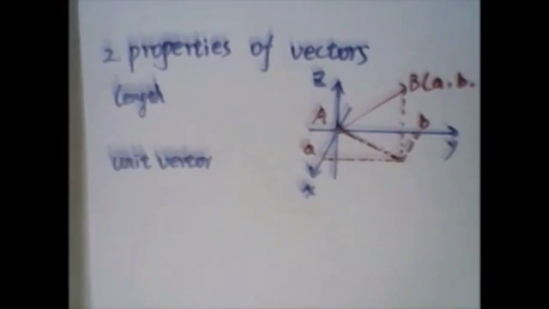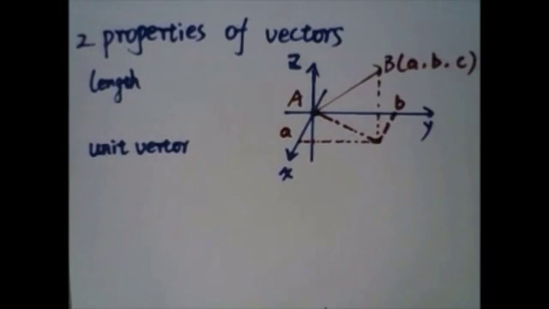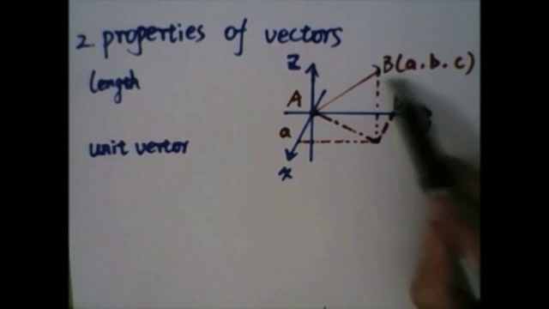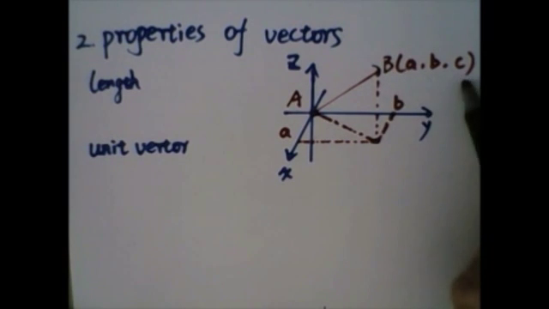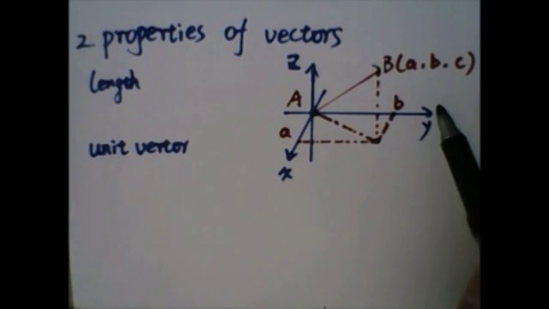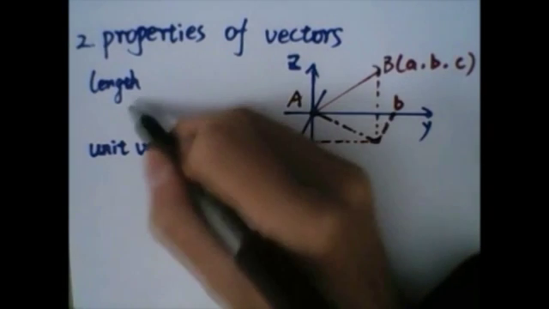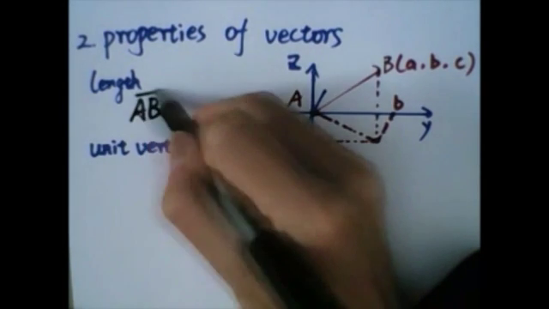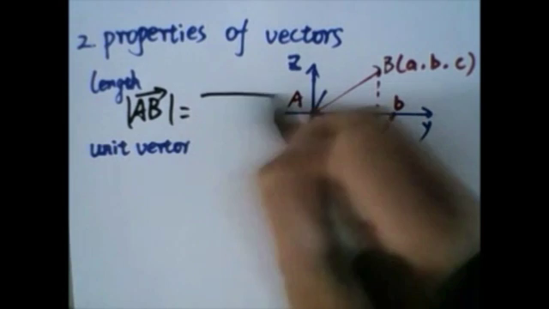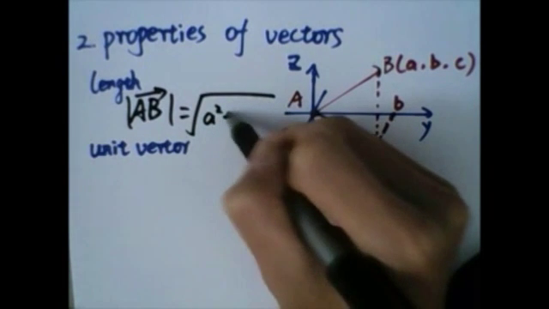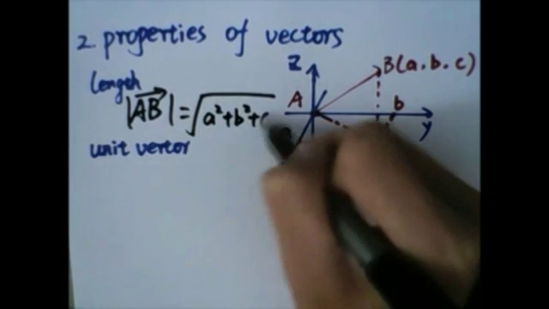Now let's move on to the properties of vectors. The properties of vectors include the length, unit vector, and algebra rules. In this case, the position vector of AB is (a, b, c). So to find its length, we just simply find the root of a squared plus b squared plus c squared.